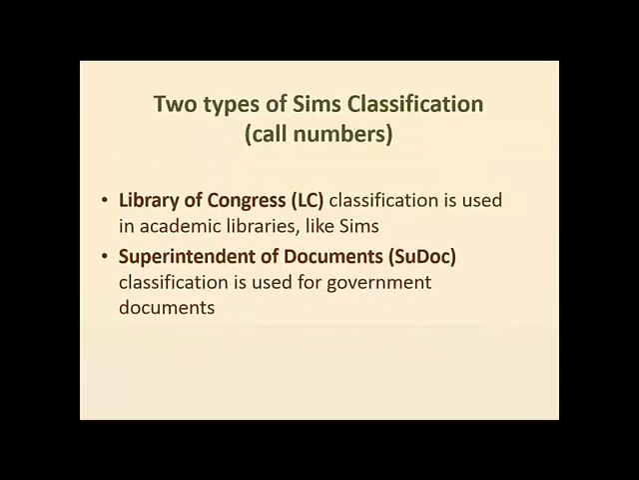We have two types of classification or call numbers. We have the Library of Congress or LC classification, and that is what's mostly used in academic libraries like ours. But we also have Superintendent of Documents or SUDOC, and that is the classification that is used for government documents.